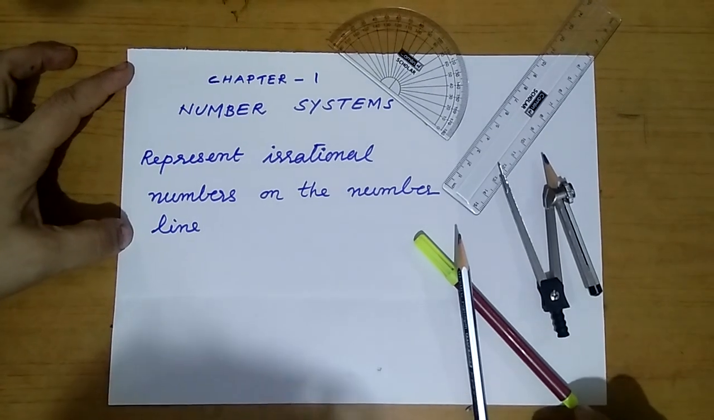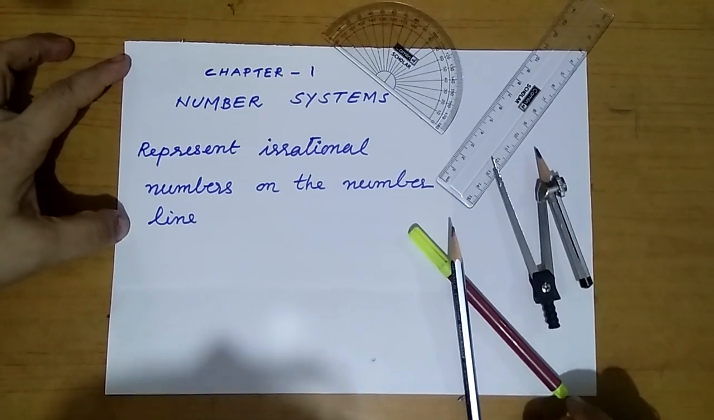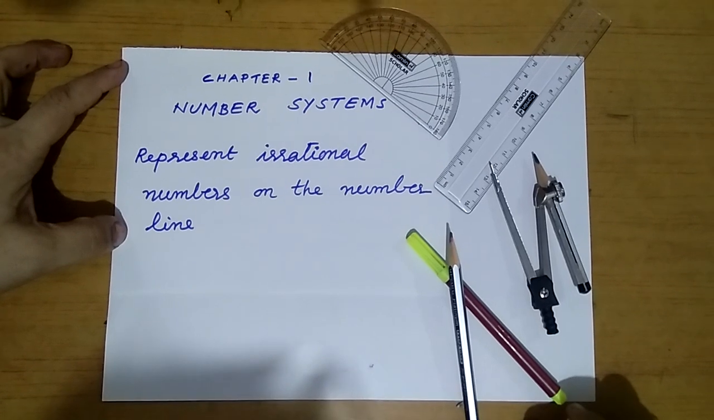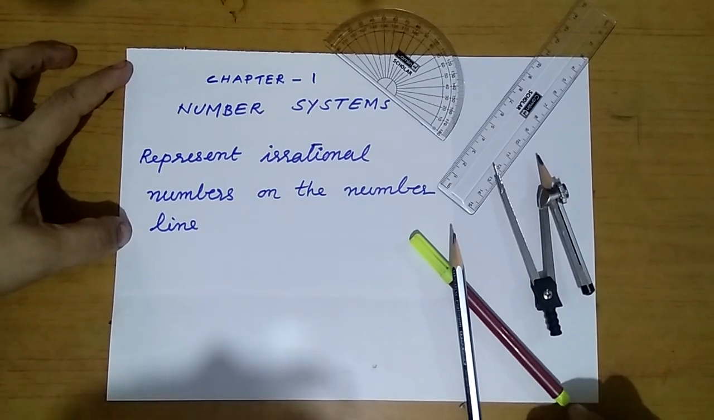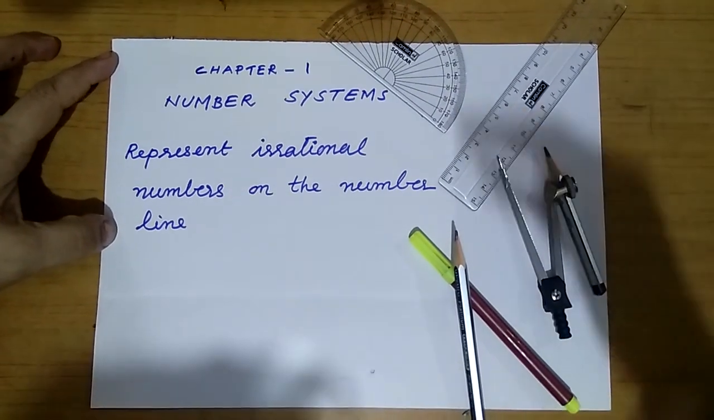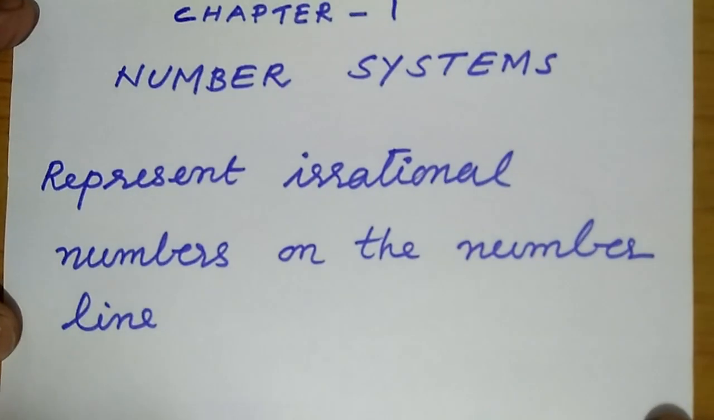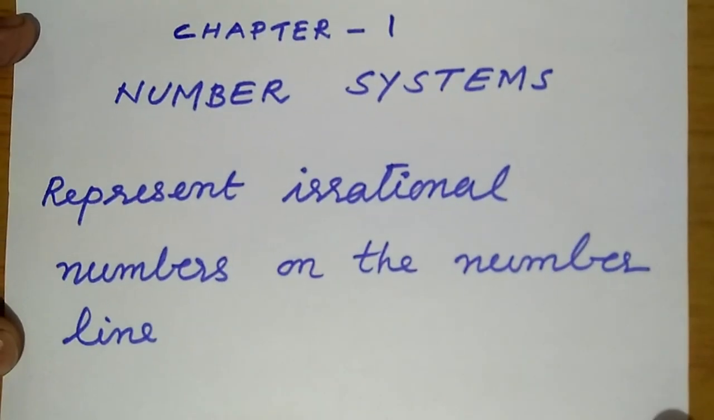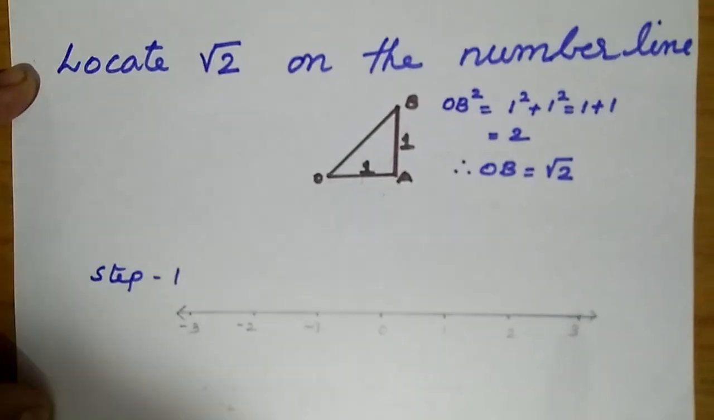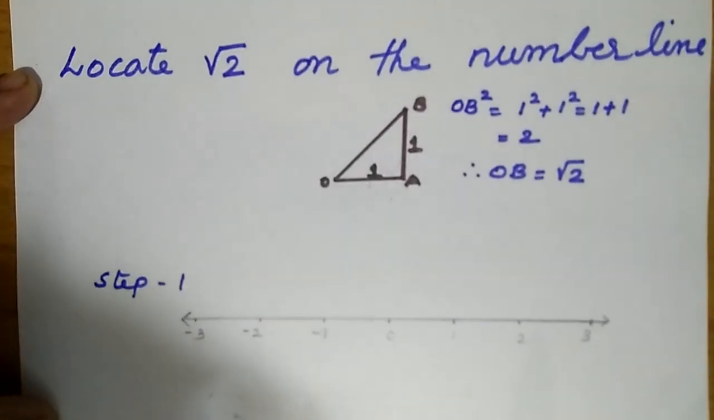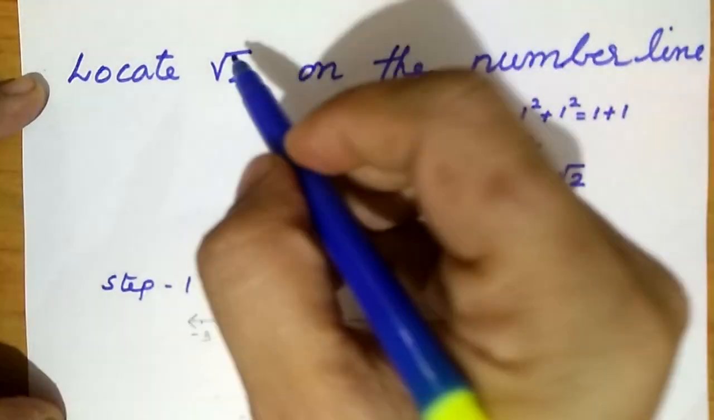Morning children. I hope that you have covered the last 2 days' topic and you are familiar with the words rational and irrational numbers. Today we are going to represent irrational numbers on the number line. First we are going to represent root 2 on the number line.